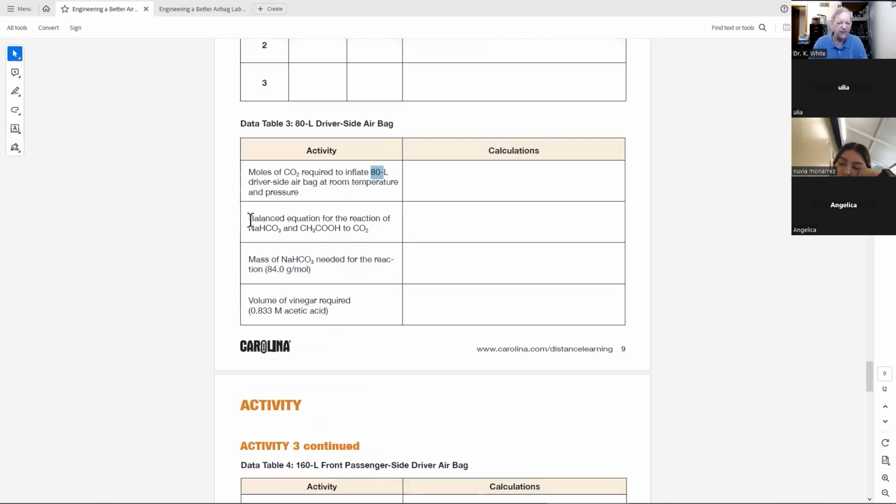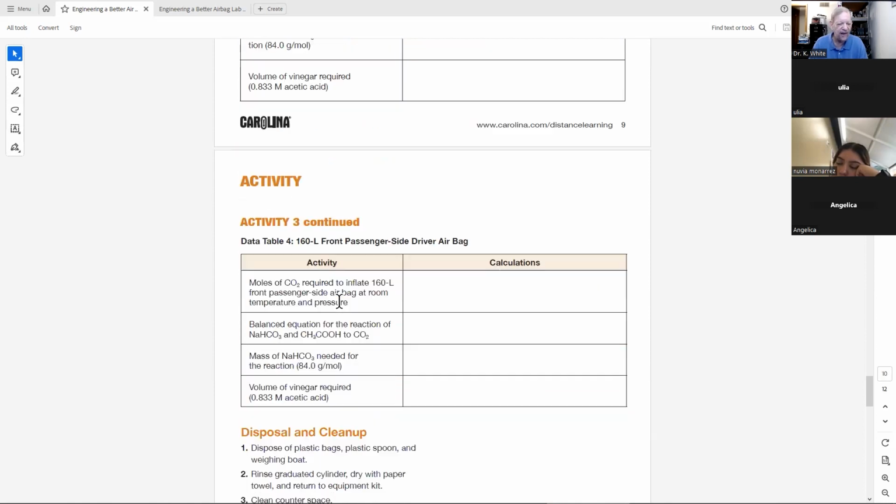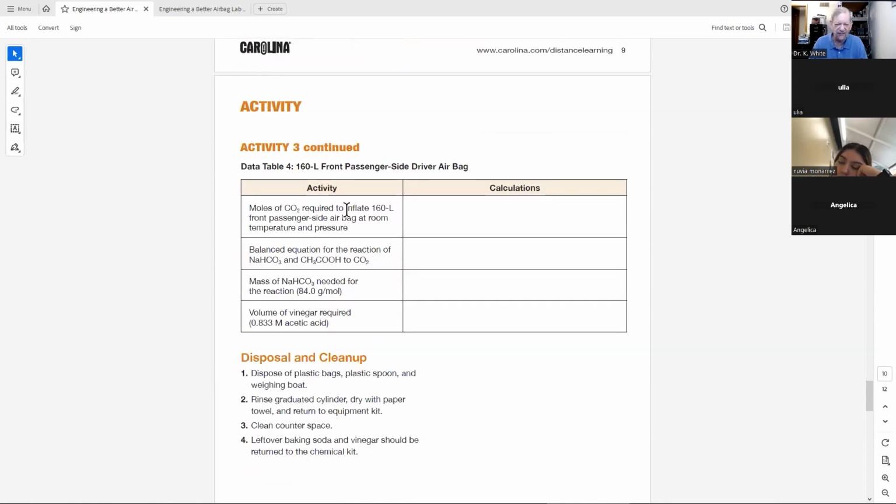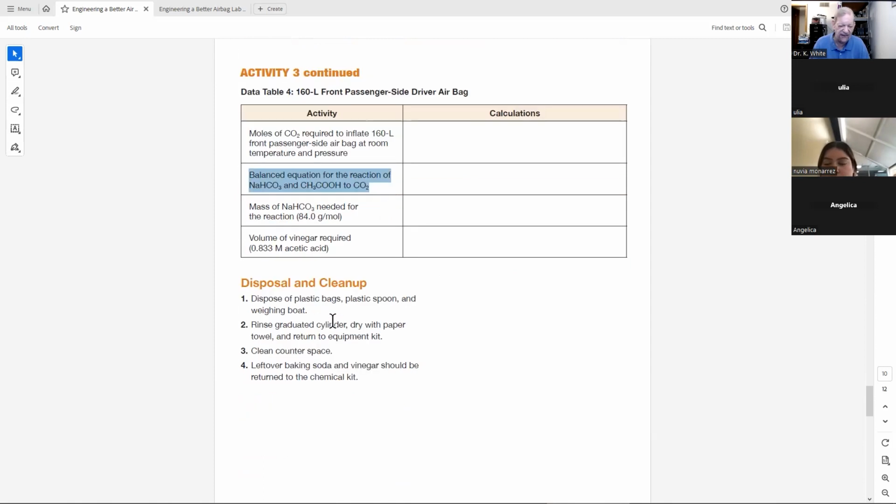And you don't have to rewrite the balanced chemical equation every time. Calculate the grams of sodium bicarbonate and the volume of vinegar. And for the third activity, this table 4, you'll now use a volume of 160 liters. And you'll calculate, again, you don't have to rewrite the balanced chemical equation. You did it already earlier. And you'll calculate the mass of that and the mass of the vinegar.